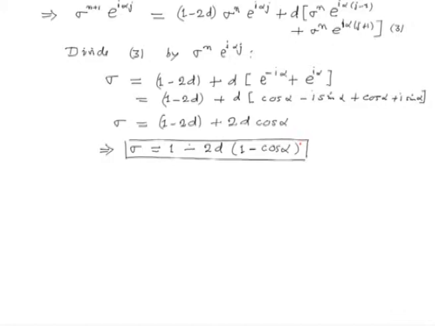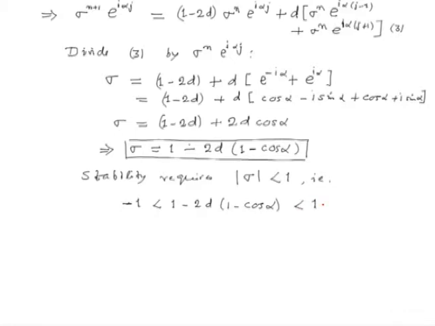Now, if we want our solution to be stable, we would require that the magnitude of sigma should be less than 1. So, we get two possibilities, that is minus 1 should be less than 1 minus 2d into 1 minus cos alpha, and this should be less than 1. So, these two inequalities, let us take one by one. Let us take the first right inequality.